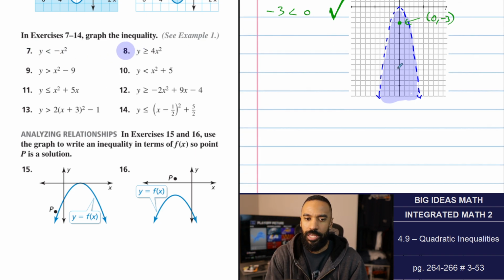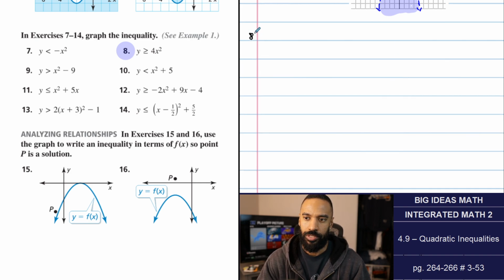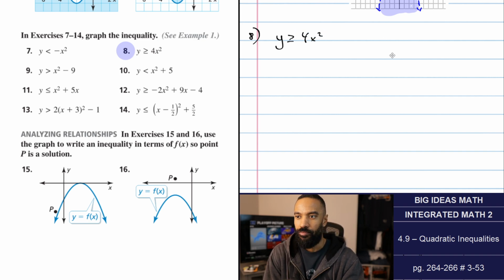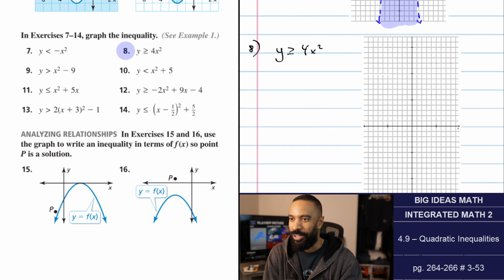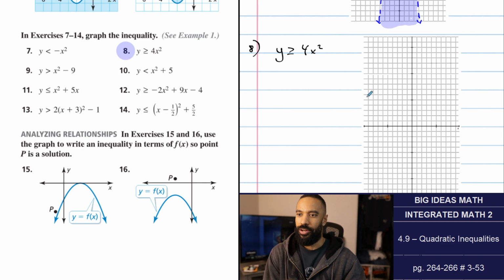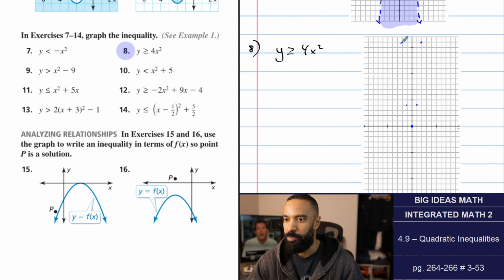Y is greater than or equal to 4x squared. Once again, this is one whose vertex is on the origin. Its vertex is on the origin. It's got a stretch factor of 4. So over 1 up 4, over 2 up 16. 4 times 4. It's going to be very, very sharp. This will be solid because it's also equal to.